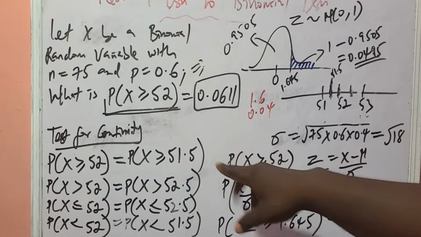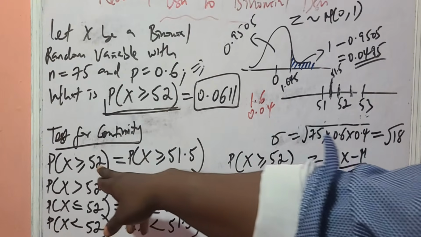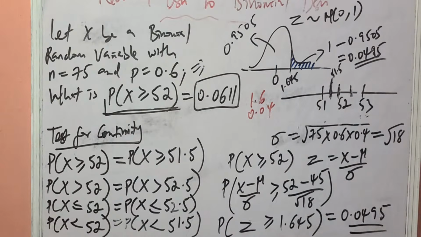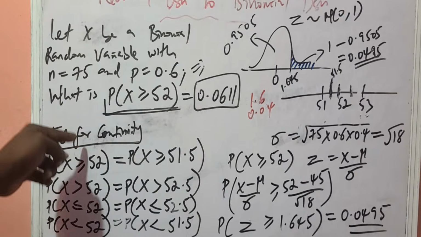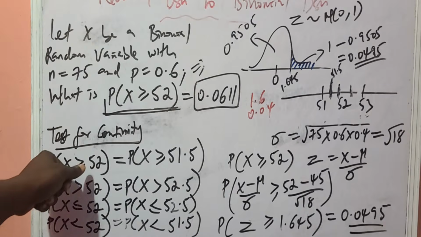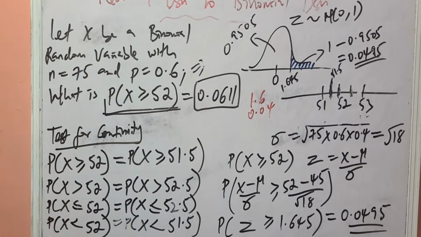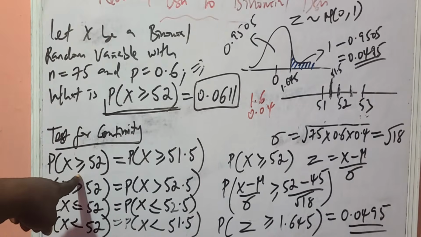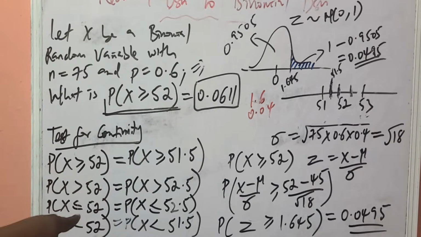If we have 52 greater than or equal. Now, let me tell you one thing. Under correction for continuity, all these signs matter a lot. This is what will determine what you're going to be doing. So if you have greater than or equals to 52, you can see clearly that we're dealing with all of 52, 52 included.